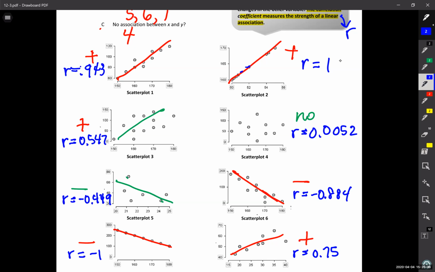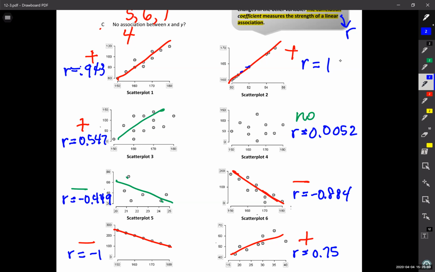Scatter plot 1, 0.94. That's pretty close to 1. And so the dots are not exactly a straight line, but this first graph was pretty easy for us at the beginning to say that it was positive, because even though it wasn't a straight line, the dots were really close to a straight line.